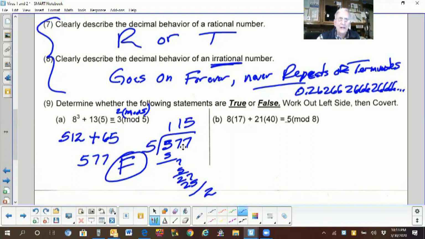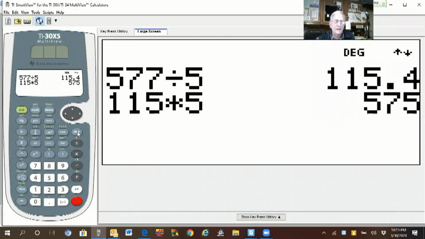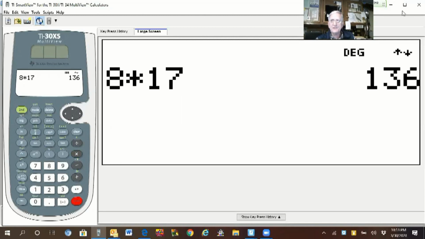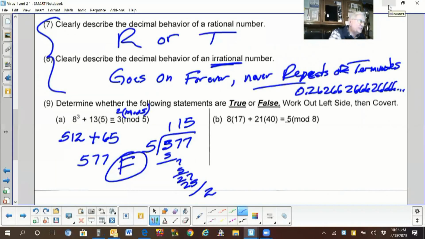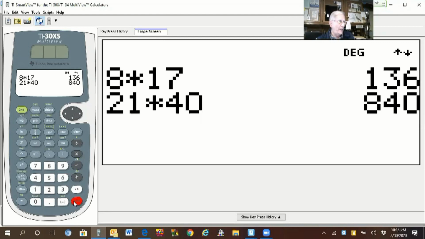Okay, let's tackle letter B. All right, so I'm going to first on my calculator multiply 8 times 17. So over here, I'm going to do 8 times 17. I got 136. So I'm going to put 136 down here. I'm now going to do 21 times 40 on the calculator. So I will do 21 times 40. And I got 840, okay?